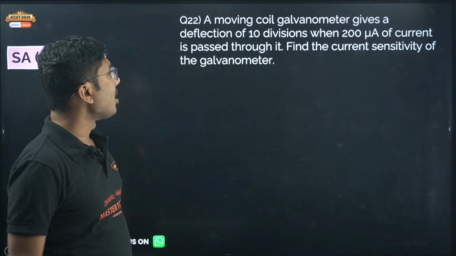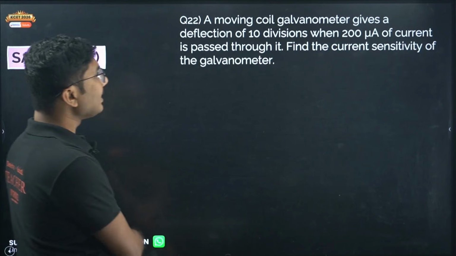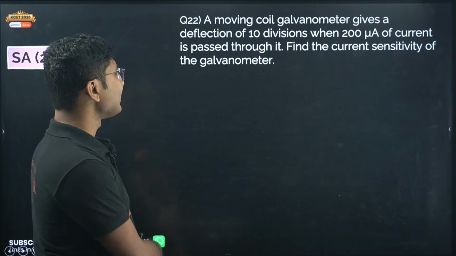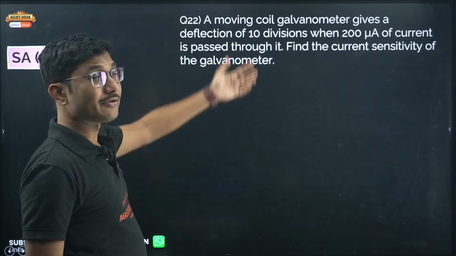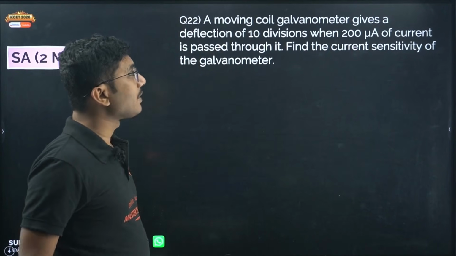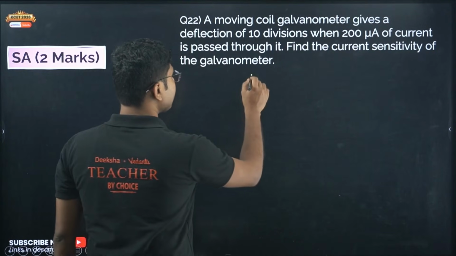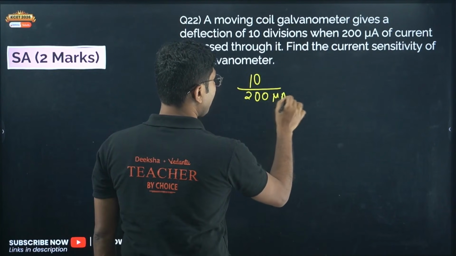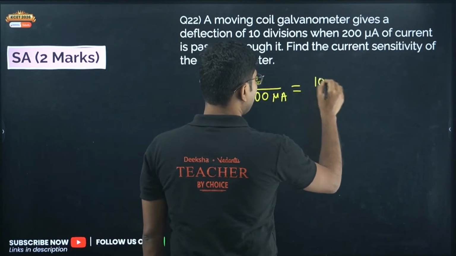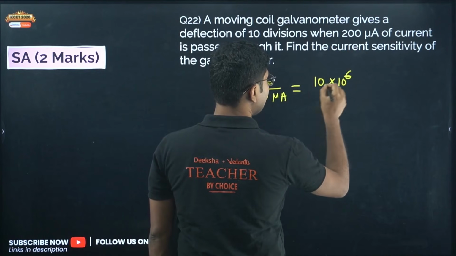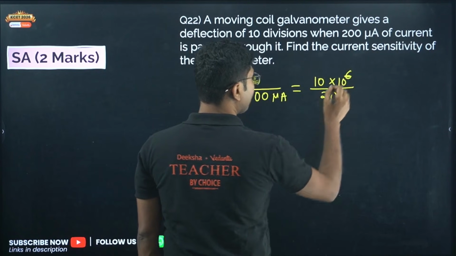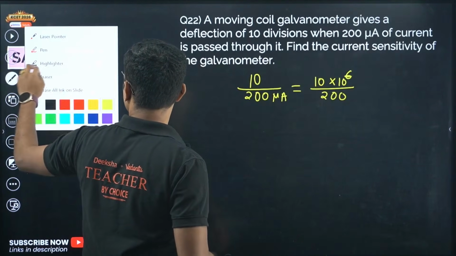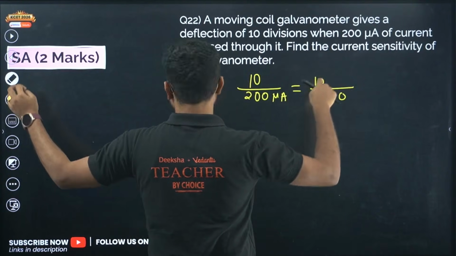Now let's move on. A moving coil galvanometer gives a deflection of 10 divisions when 200 microampere of current is passed through it. Find the current sensitivity of the galvanometer. So this is a very easy question. Okay, number of divisions divided by current. Okay, 10 divisions divided by 200 microampere, it will be 10 into 10 to the power of plus 6 divided by 200. Why 10 to the power of plus 6? Because microampere means, if you are confused, then let me write it one more line.